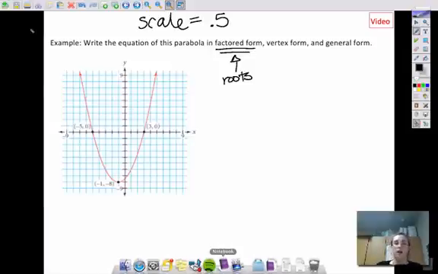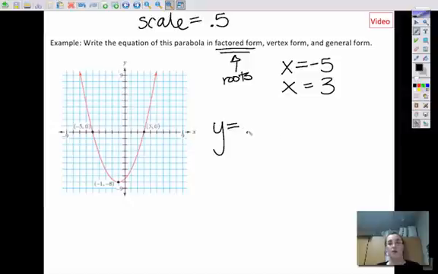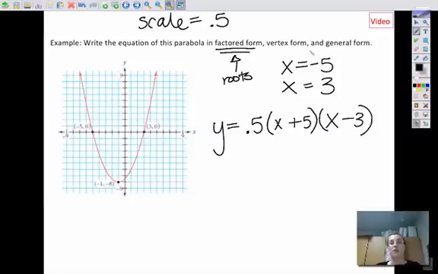Okay? Now, if I know that my roots are -5 and 3, then I know that my equation is going to look something like this: y equals 0.5 times x plus 5 and times x minus 3. Because remember, those two solutions will make y equal 0. Okay? We've got that scale factor out in front because that's what's going to tell us that this is stretched a little bit, or shrunk a little bit, from our original.